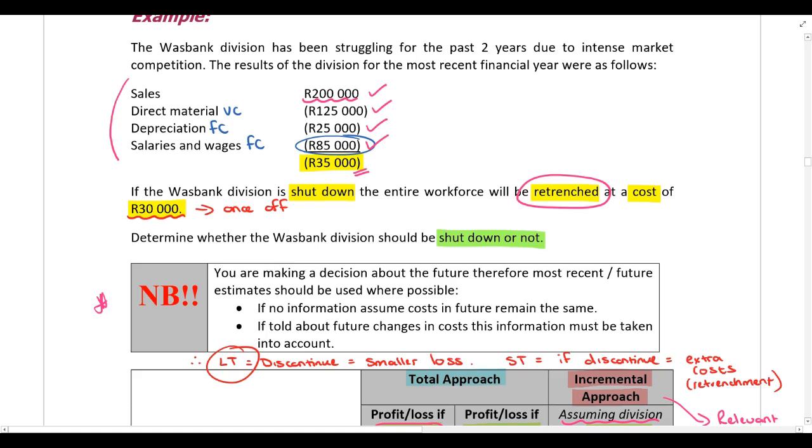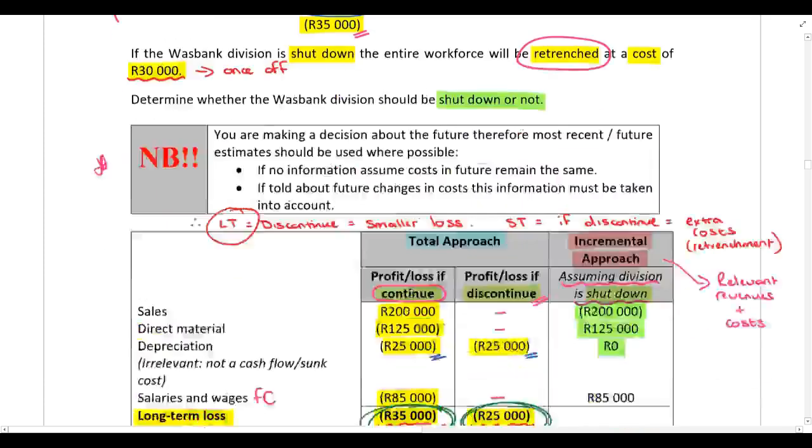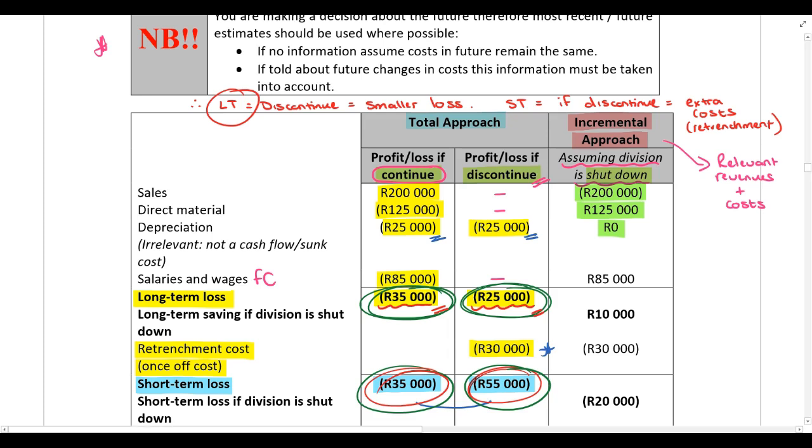It's avoidable. If I continue, I incur the cost. If I discontinue, I do not incur the cost. And if it's avoidable, it's relevant. So if we shut down, we will have a saving of 85,000 Rand. So these are lost sales. It's a saving in my material cost. It is a saving in my salaries and wages cost.